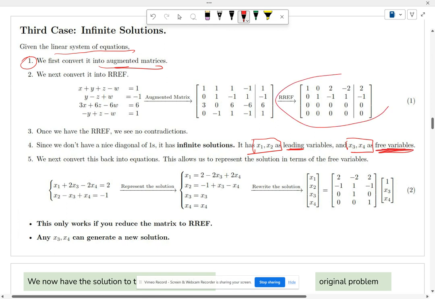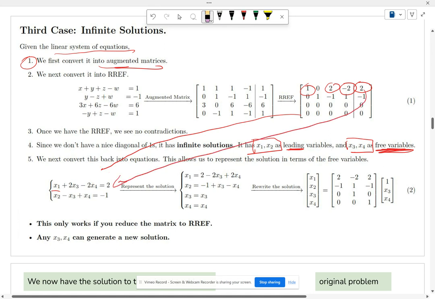What we do now, once we're in this state, is convert this back into equations. So now we have essentially two equations. So this goes here, x1, and then 2, x3, 2, minus 2, x4. So that's where this is. And the 2 goes here.